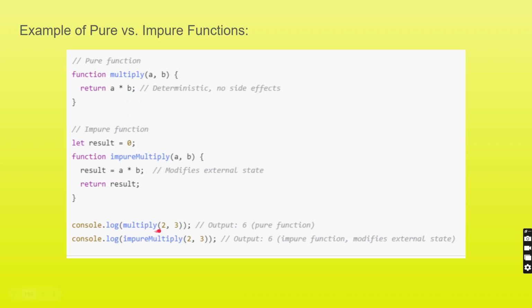console.log multiply(2, 3) outputs 6, it's a pure function. console.log impureMultiply(2, 3) outputs 6, but it's an impure function because it modifies external state. This is a pure function.